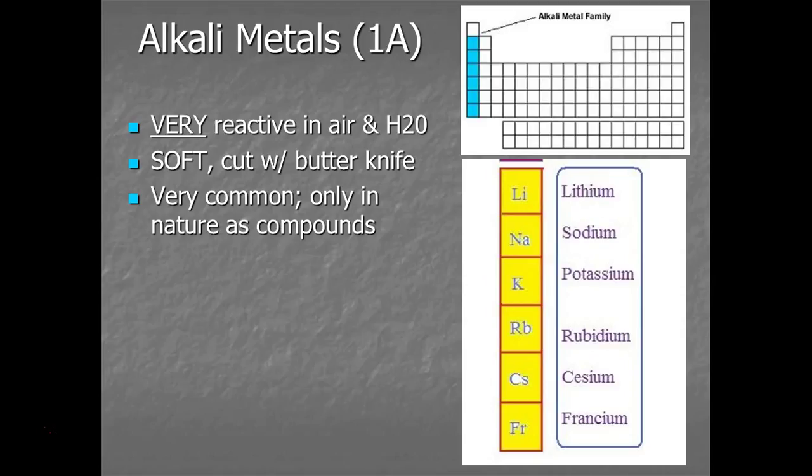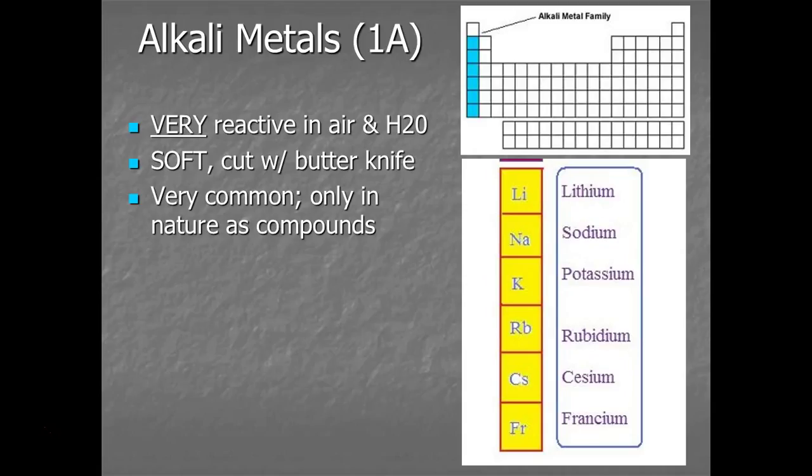They're also really, really soft. Think about them like clay or like butter. You can take a butter knife and cut right into an alkali metal, and you see it looks just like a normal metal. It's shiny. It will then very quickly tarnish over, but it's shiny and very soft.